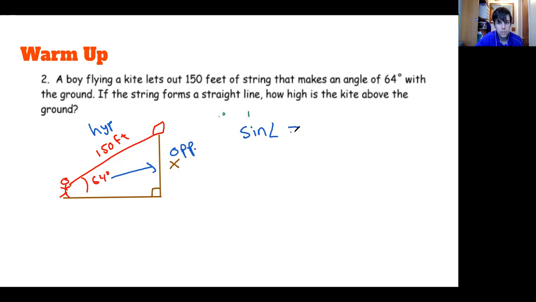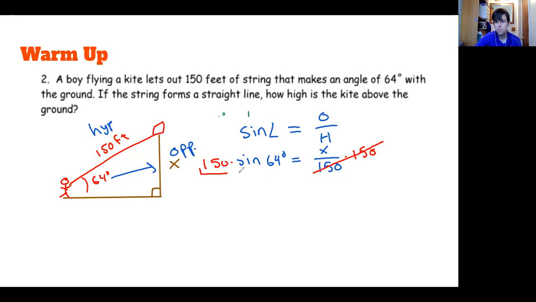Sine of our angle equals opposite over hypotenuse. We'll substitute in those numbers that we know. So the sine of 64 degrees is equal to x, which is our opposite side, the one we want to know, divided by the hypotenuse, which is 150. So this is the easier version, right, where we don't know the numerator. We just need to multiply both sides by 150 to solve for x.